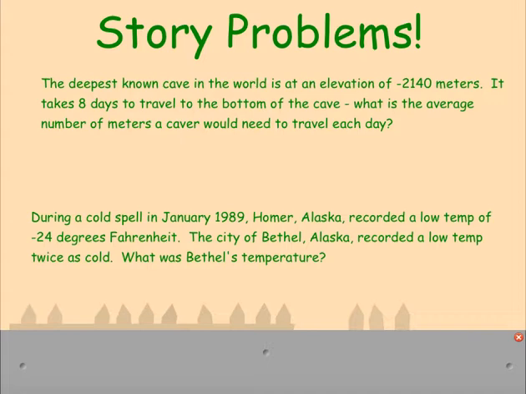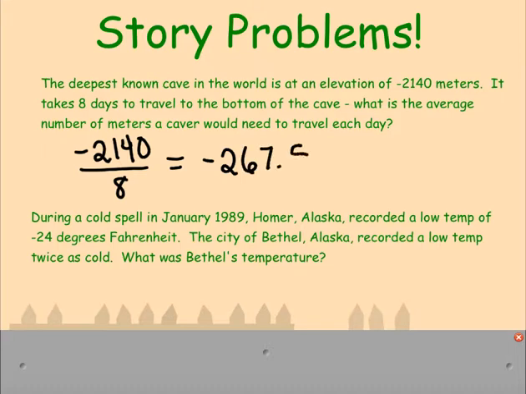Okay, so let's look at these two. The deepest known cave in the world is at an elevation of -2140 meters. It takes 8 days to travel to the bottom. What's the average number of meters a caver would need to travel each day? Well, we are dividing here, and we have -2140 divided by 8. Since we have a negative and a positive, different signs, we are going to get a negative result. And when you divide that, I believe you get -267.5.